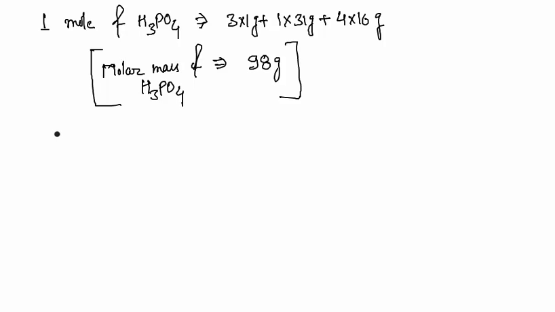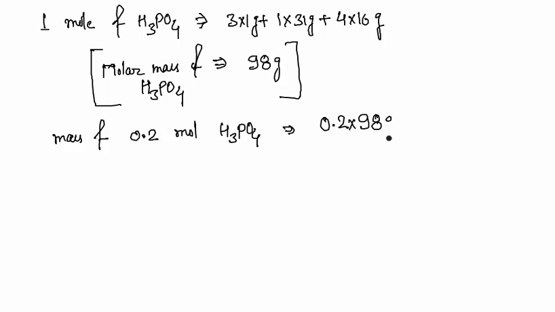And you have to find the mass of 0.2 mole of H3PO4. So what you have to do is simple: 0.2 into the mass of 1 mole, which is 98 gram. So it becomes, not 4.9, it becomes how much?